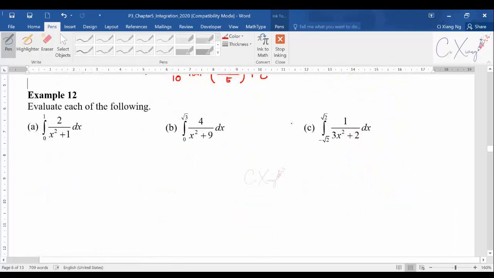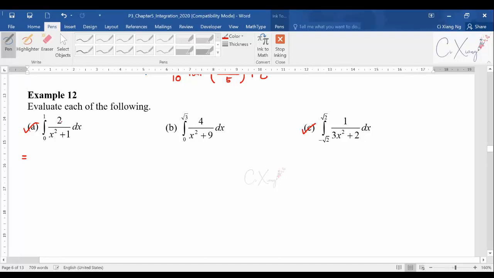Okay, so for example 12. Besides doing the simple integration, you also need to know how to do the definite integral. In my opinion, the definite integral will not be very hard. Okay, so we can try. Maybe I will try part A and also part C for you. Then you try part B yourself. Okay. All right. So let's have a look at part A.